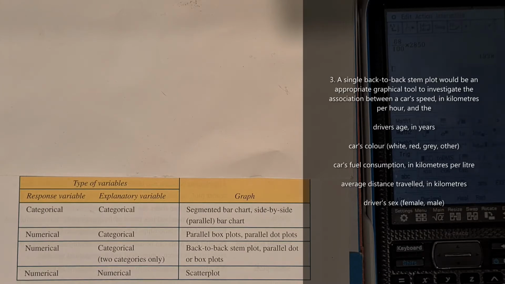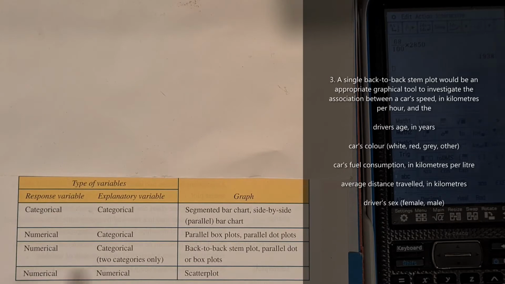A car's speed in kilometers per hour is a numerical variable. So let's see which one of these options is a categorical variable with only two categories. The driver's age in years is numerical, so not that one. The car's color, there's given us four options, so not that one. A car's fuel consumption, again, that is a numerical variable. Average distance traveled, that's numerical. And the last one, the driver's sex, female or male. That would be our categorical variable with only two categories. So that would be our correct answer.